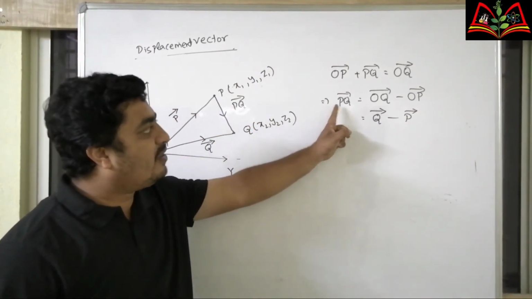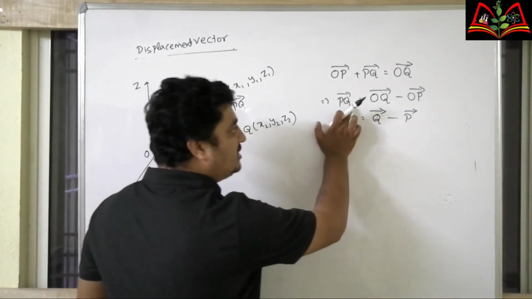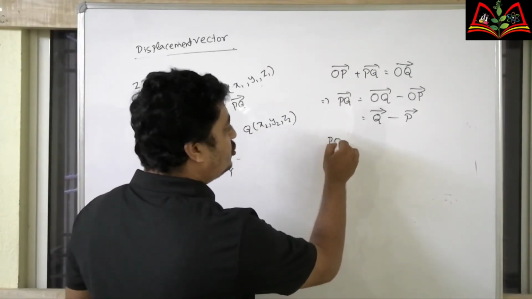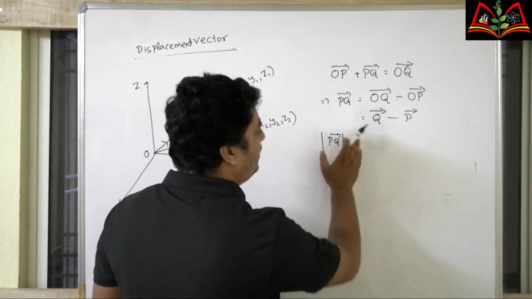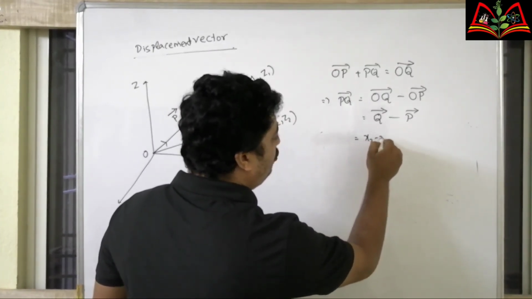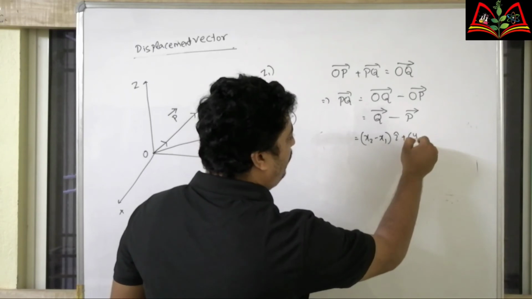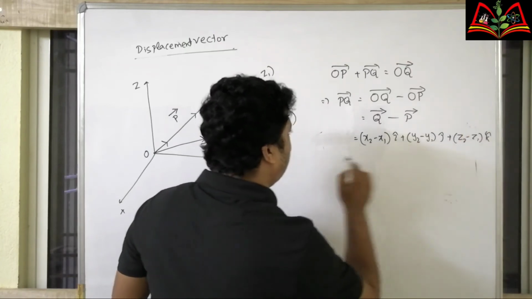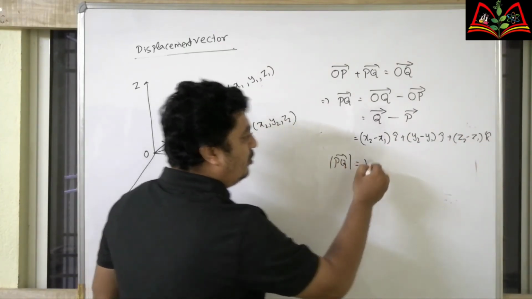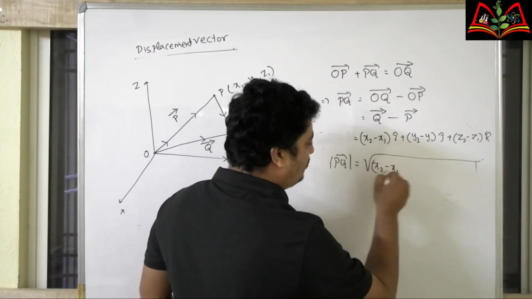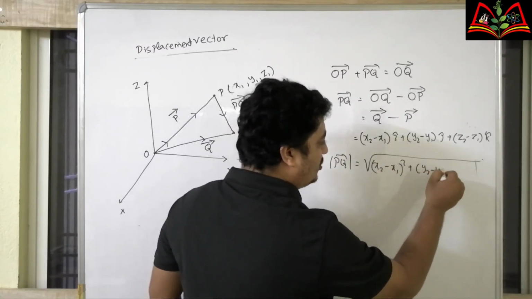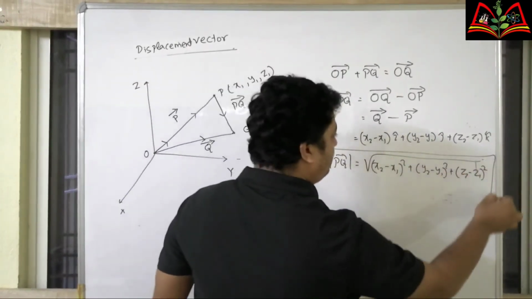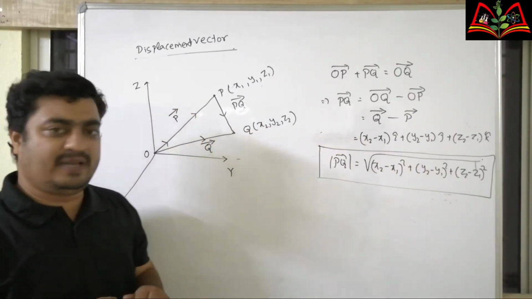So displacement vector from P to Q is equal to position vector of final point minus position vector of initial point. If we solve it, it will become (x2 minus x1) i cap plus (y2 minus y1) j cap plus (z2 minus z1) k cap. So its magnitude will be root over of (x2 minus x1) square plus (y2 minus y1) square plus (z2 minus z1) square. This is the magnitude of displacement vector.